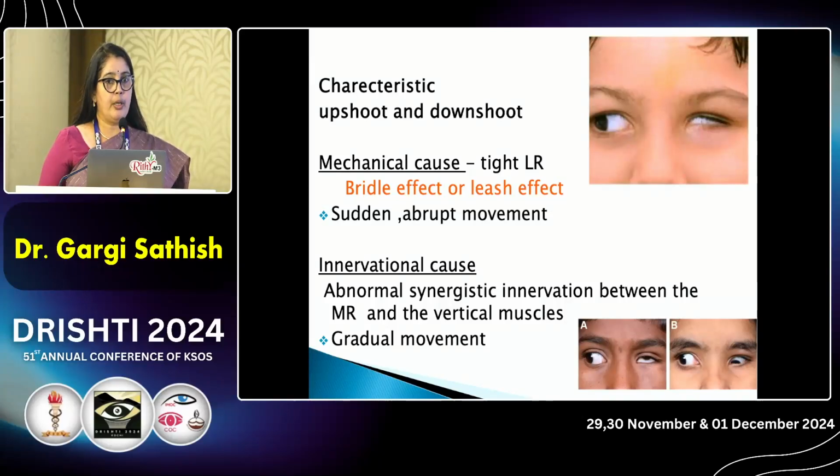And this is called the bridle effect or the leash effect, and it is a very sudden sort of movement. Sometimes it can be an innervational reason also, where there is some sort of an abnormal synergistic innervation between the vertical muscles and the MR. So here the movement is slightly more gradual.